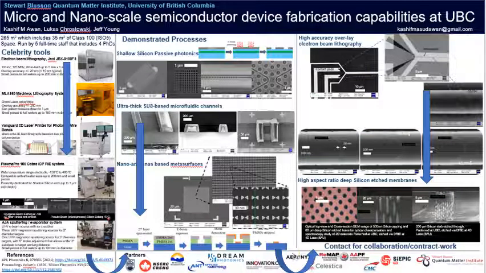Hi, my name is Dr. Kashif M Awan. I'm a research associate at Stuart Blossom Quantum Matter Institute at University of British Columbia. Today I'll be talking about micro and nanoscale semiconductor device fabrication capabilities at University of British Columbia.